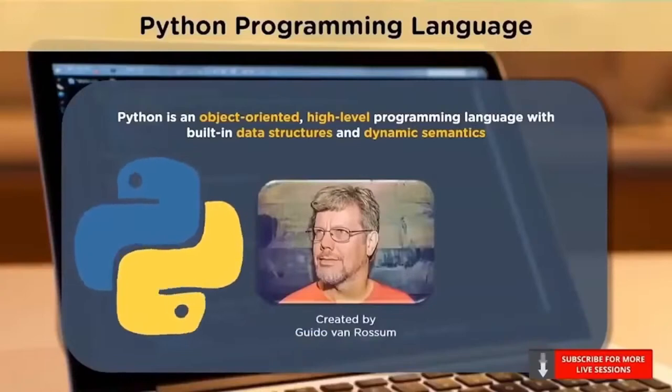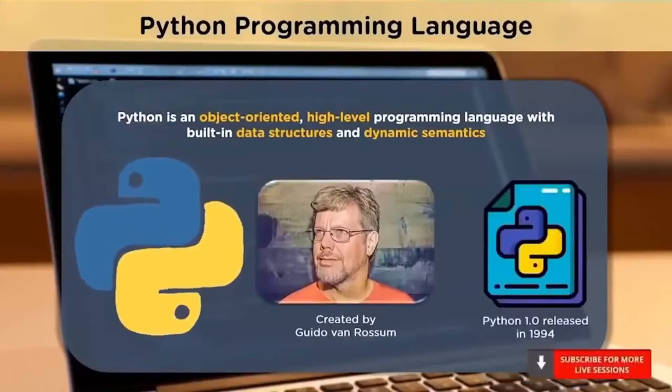Python was developed by Guido van Rossum, and its implementation started in December 1989. Python 1.0 version was released in the year 1994. Python 2.0 came out in October 2000, while Python 3.0 was released in December 2008.